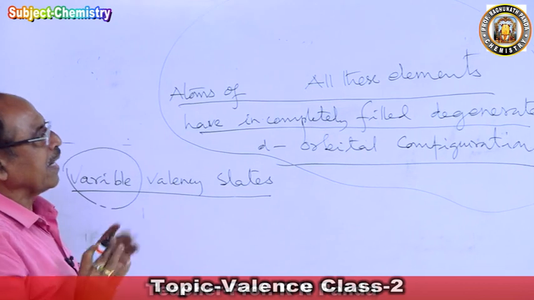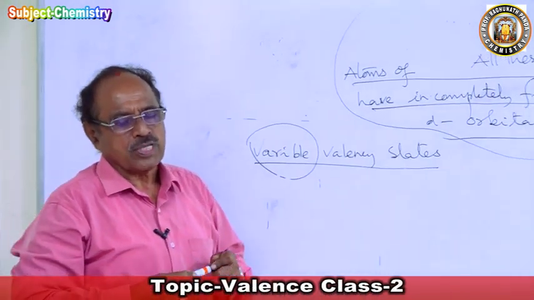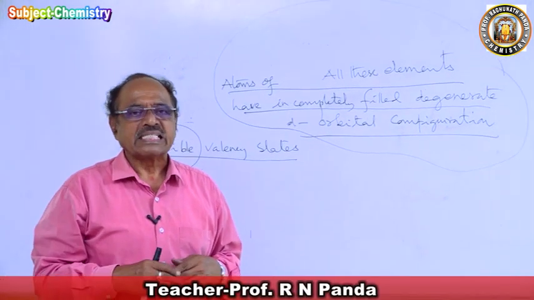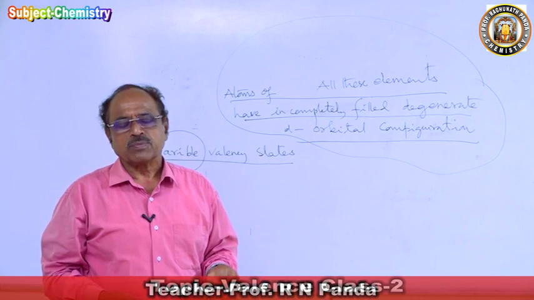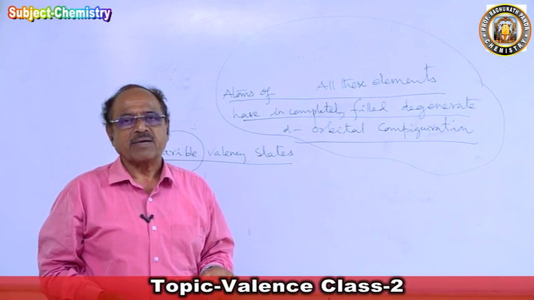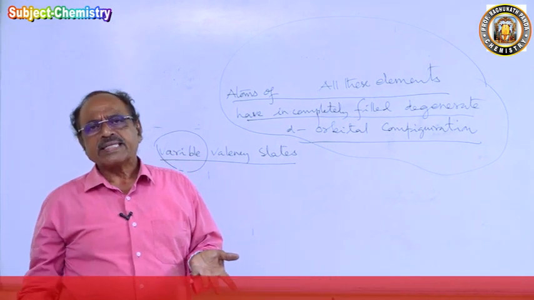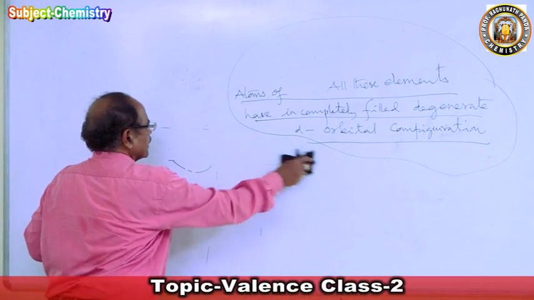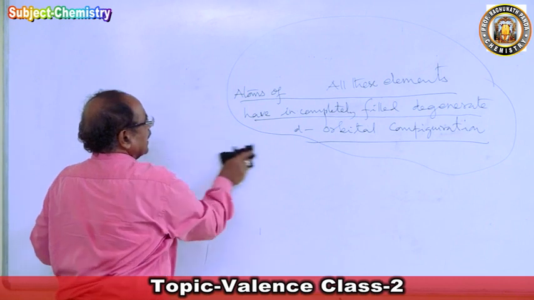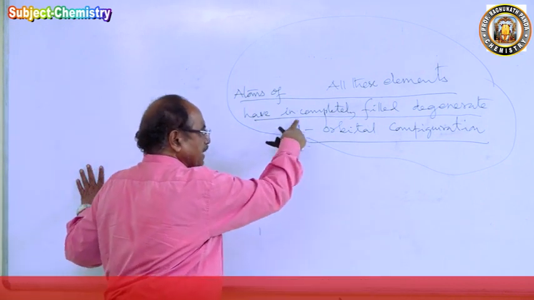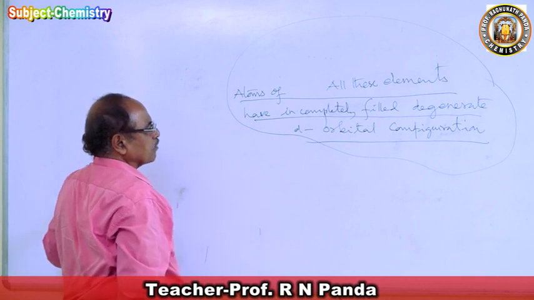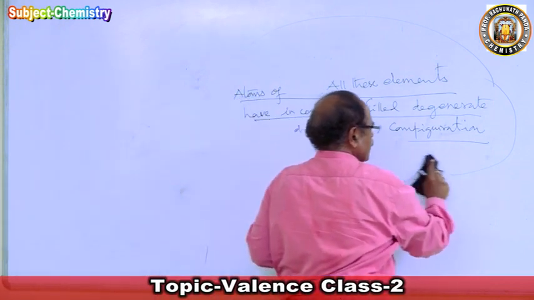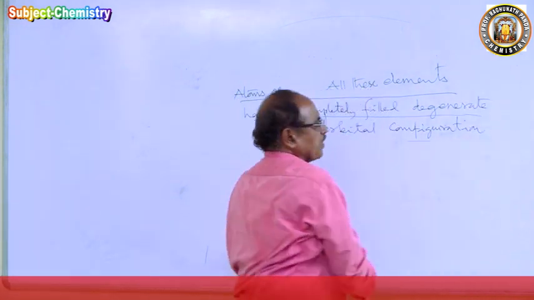But for now, because all of you are very brilliant students, some of you come from CBSE, some from ICSE, and some from the BSE Odisha board, and all of you are dreaming of a career, whenever you read something, we go beyond the limit. All these elements are highly electropositive metals, and they exhibit variable valency because of incompletely filled degenerate d orbital configuration. Hence they exhibit this variable valency.